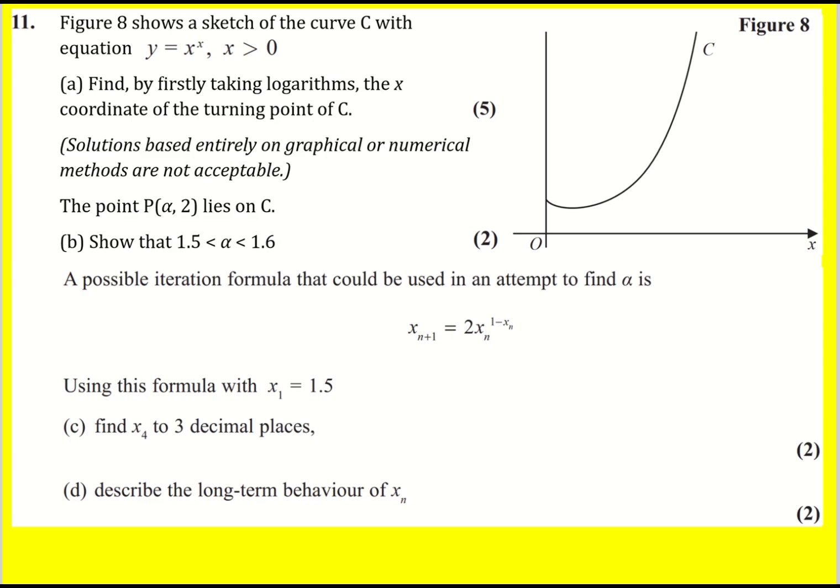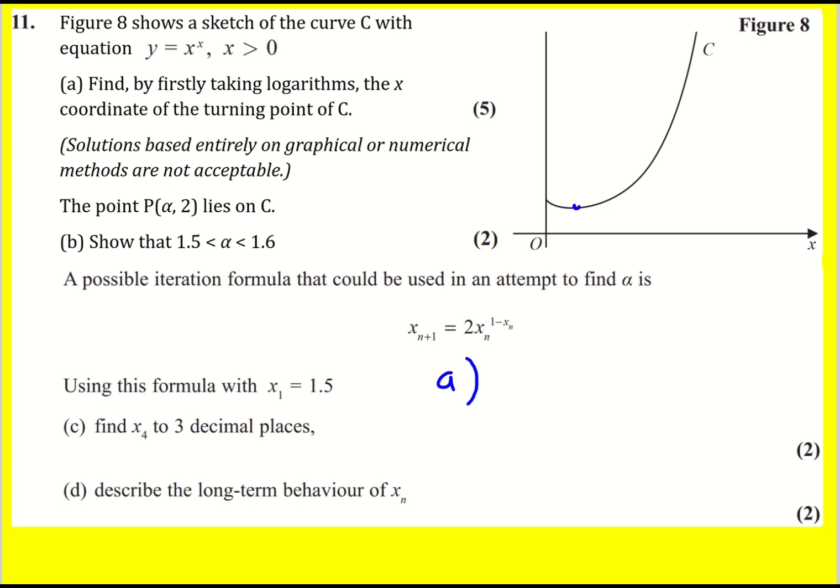Figure 8 shows a sketch of the curve C with equation y equals x to the x, x greater than 0. So it's not an exponential, because that's when you have, say, 2 to the x or 3 to the x. Actually, the base is also changing. And we get a turning point still.